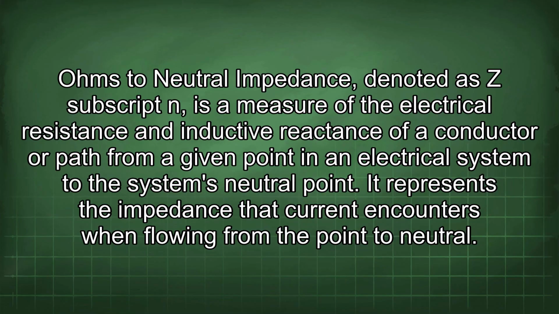Ohms to neutral impedance, denoted as Z subscript N, is a measure of the electrical resistance and inductive reactance of a conductor or path from a given point in an electrical system to the system's neutral point. It represents the impedance that current encounters when flowing from the point to neutral.